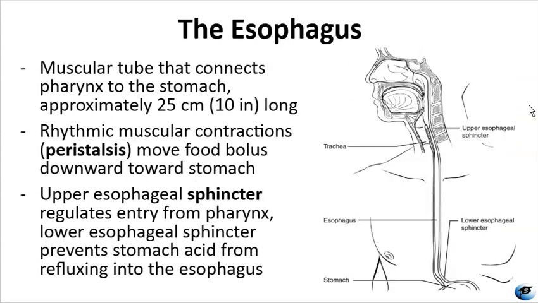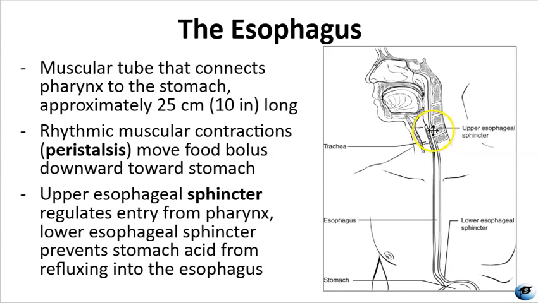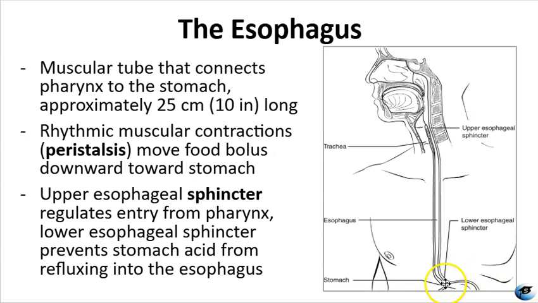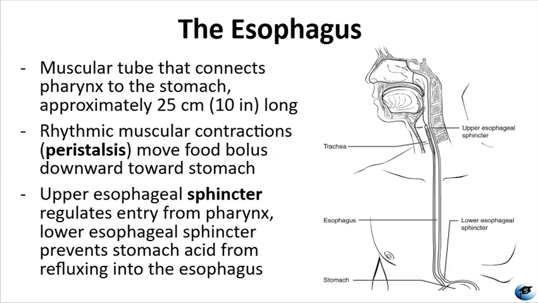The esophagus plays a role in moving food from the throat to the stomach using peristalsis. As we mentioned, peristalsis is the rhythmic, wave-like muscular contractions that push the food bolus down the esophagus. And at the top of the esophagus is the upper esophageal sphincter, which controls the entry of food from the pharynx into the esophagus. And at the bottom, you have the lower esophageal sphincter, which acts like a valve that prevents acidic stomach contents from flowing back up.